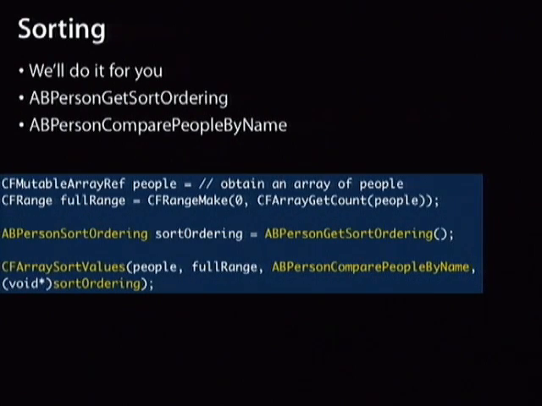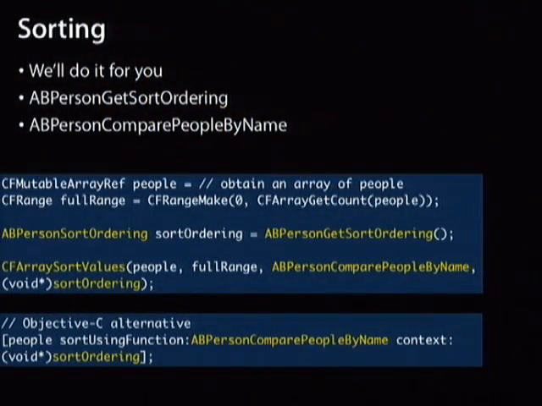CFArraySortValues is a Core Foundation function. What it takes is the array, the range you actually want to sort, because you could want to sort just part of that array. And the third argument is a function pointer. ABCompare people by name is the actual function we're providing in the framework. The last one is important. It's the actual sort ordering, so pass in the sort ordering there. If you really don't want to use what the user chooses, or you have a separate preference, you can pass in your own sort ordering. But definitely pass a sort ordering in there.